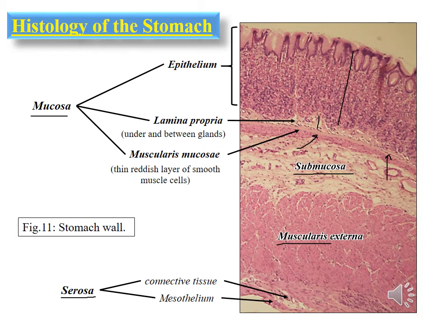The muscularis externa of the stomach is formed of three layers. Now, in light microscope, in most slides, it's not easy to differentiate between these three layers. So we can only see that this is the muscularis externa. Serosa is formed of connective tissue plus epithelium. And epithelium, of course, is simple squamous called mesothelium.